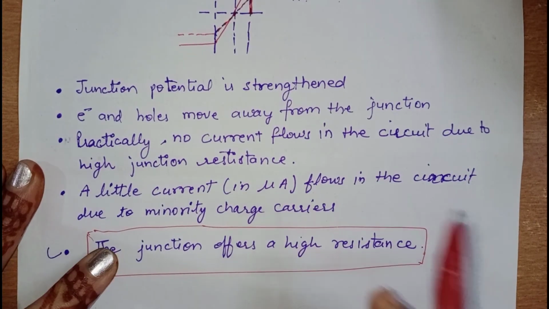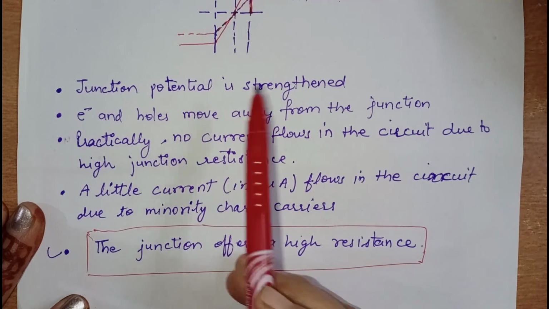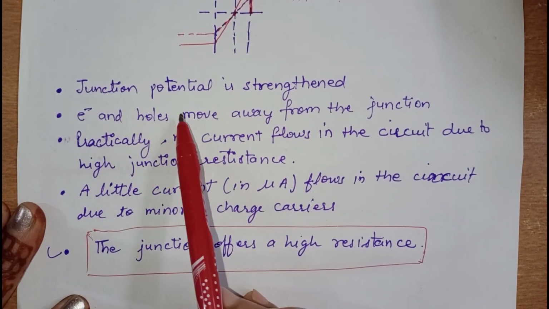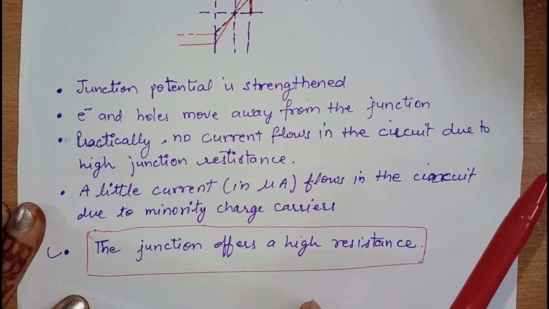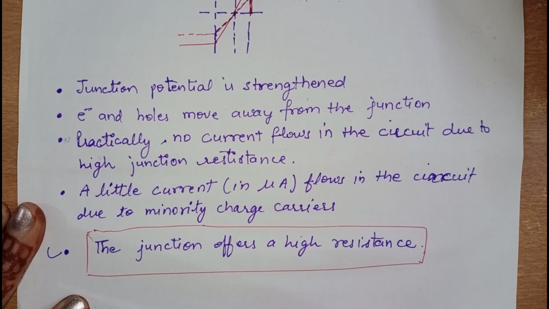Some important points that should be noted in reverse biasing: the junction potential is strengthened, electrons and holes move away from the junction, practically no current flows in the circuit, only a small current in microamperes flows in the circuit, and junction resistance is very high. This microampere current is only due to the minority charge carriers. The main and important point is that the junction offers a very high resistance in reverse biasing.